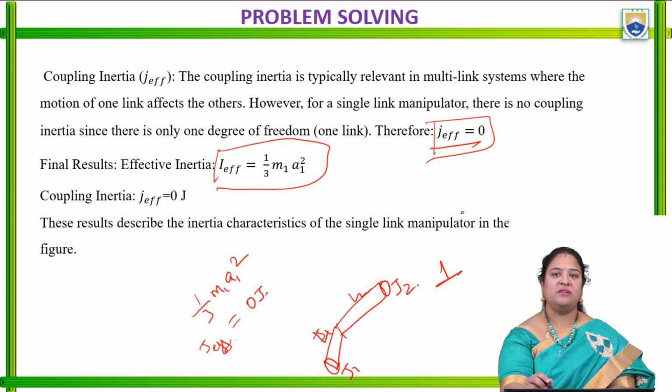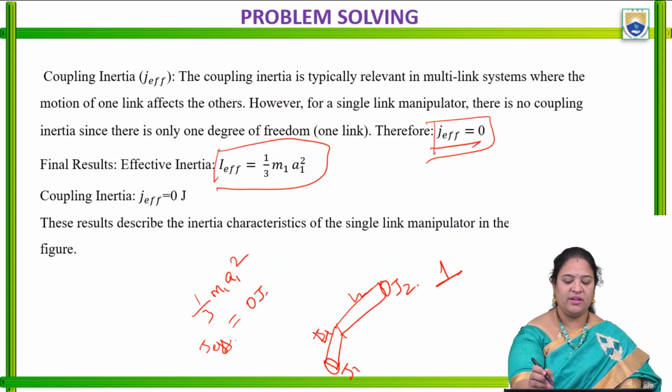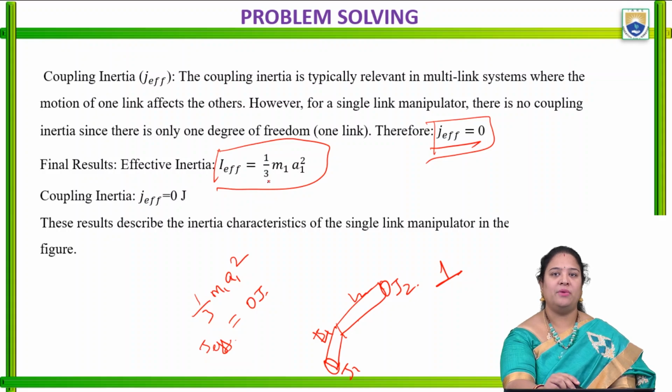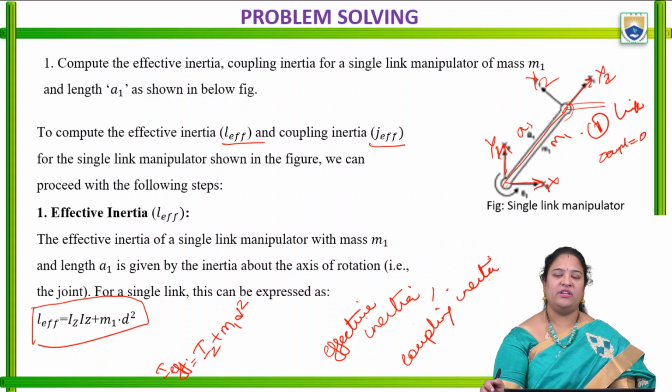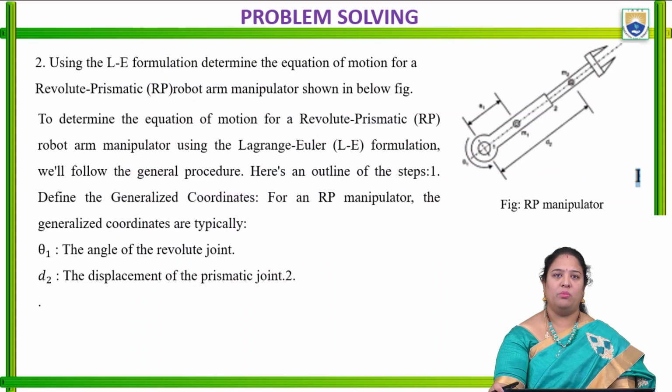Thus, the result describes the inertial characteristic of a single link manipulator in the figure. That is, here we have got J effective equal to 1 by 3 m1 a1 square and the coupling J effective equal to 0, right, for a single link manipulator. In the given question, we needed to find the effective inertia and the coupling inertia. The effective inertia we can find with respect to the mass and length. Whereas we don't have any other link supported on the given single link manipulator, so the coupling will be equal to 0. Moving on to the second problem.